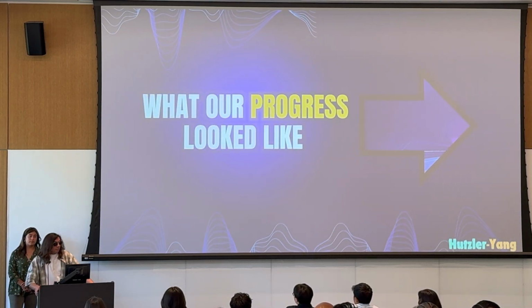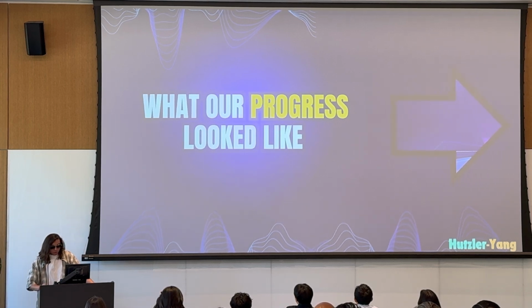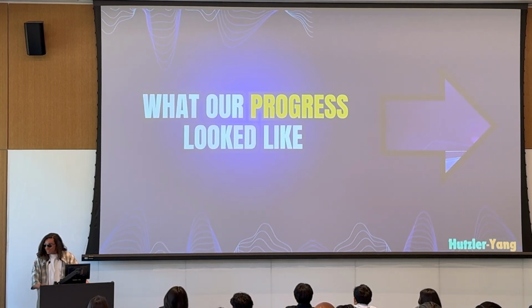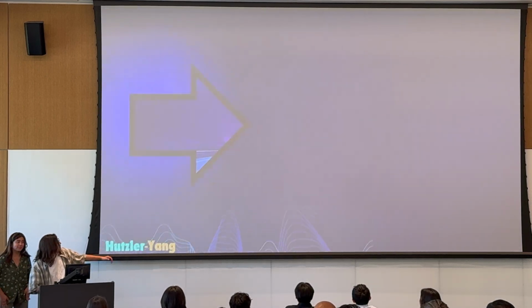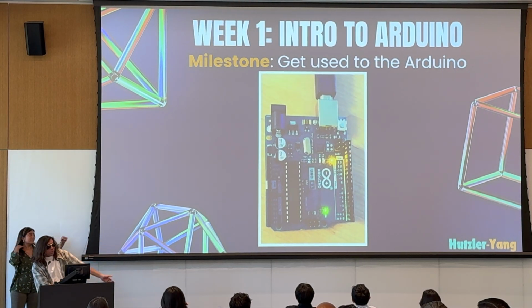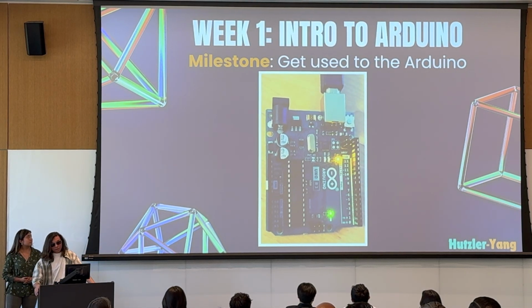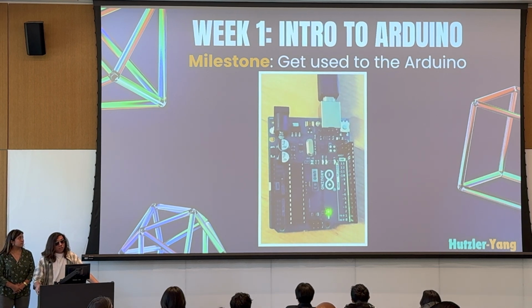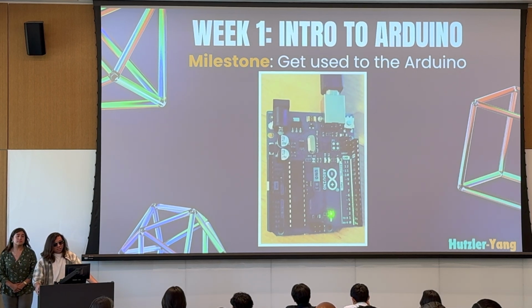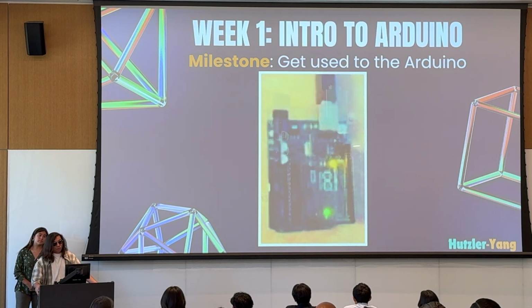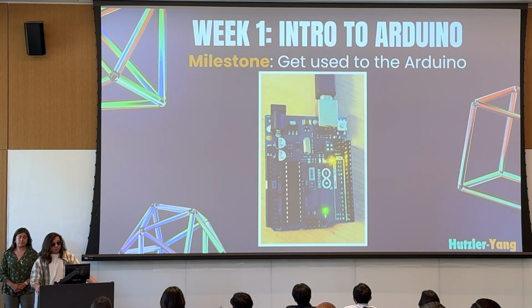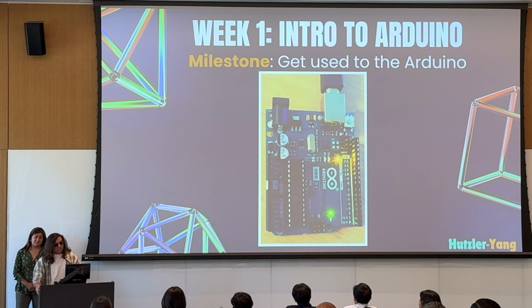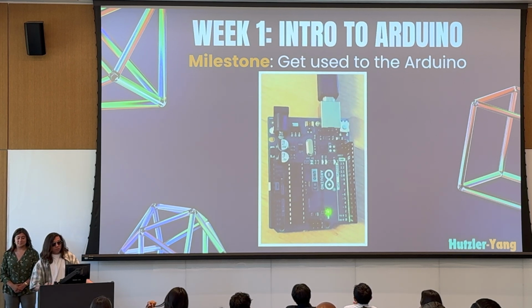And now we're going to take a look at what our progress looked like, with a drum roll, please. Week 1, which was just getting an intro to the Arduino. With this goal for week 1, all we had to do was get an onboard light for the LED to start blinking. You can see that in the video here. You can kind of see a little example of the Arduino blinking.